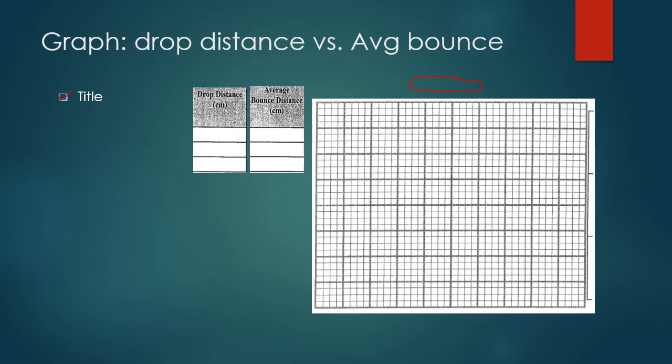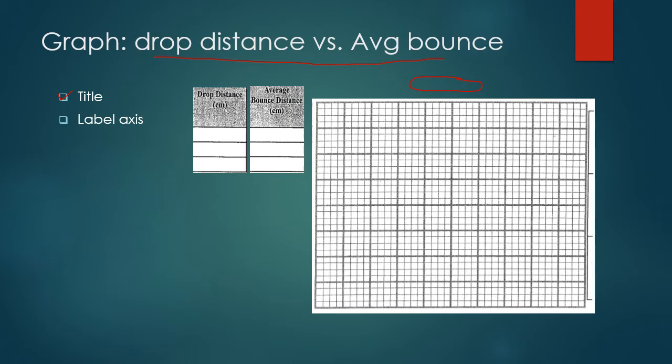So any title will do. You can title it Data Table 1. You can title it Drop Distance versus Average Bounce Distance. Just make sure that you are titling it so that I know what graph it is, because most of the experiments that we do, we're doing more than one graph. So when you post the graph, I need to know which one I'm looking at. If I can't tell, you won't get points for that graph.